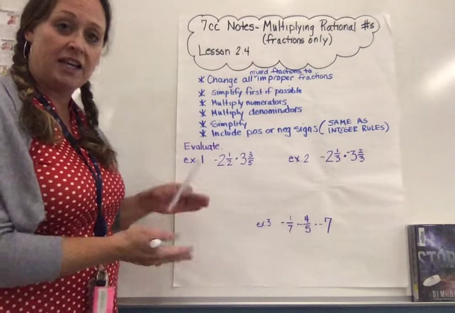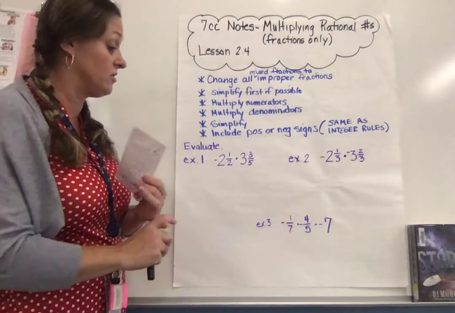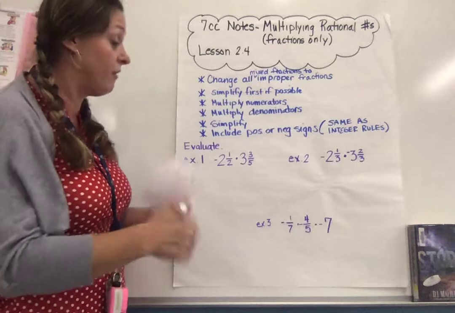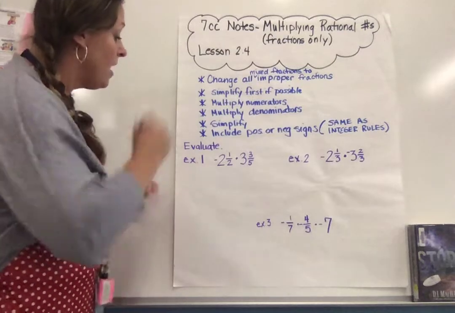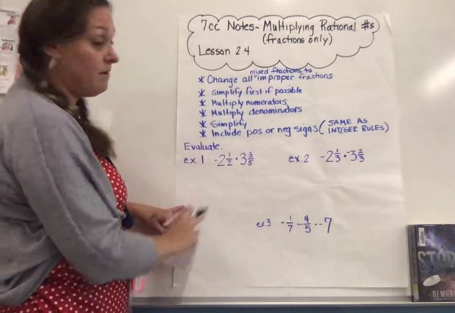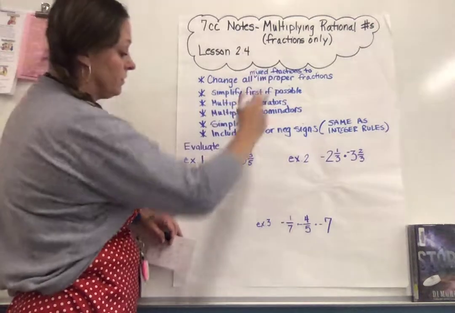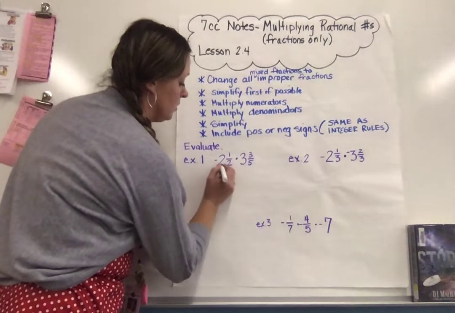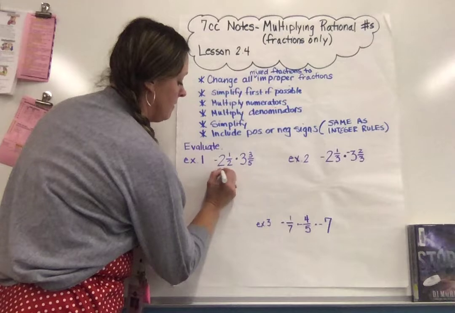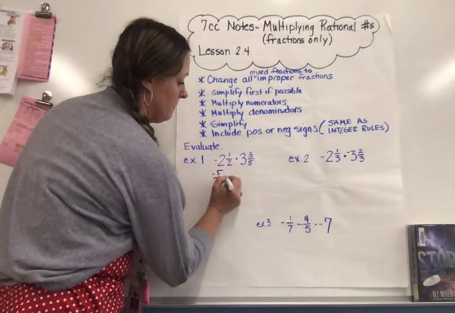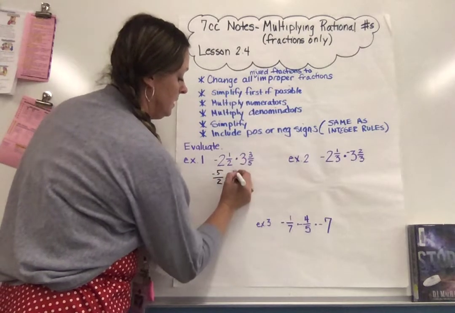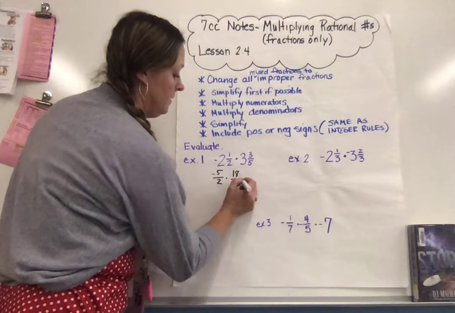The directions might say evaluate, they also could say simplify, or find the product. So I'm going to evaluate in example 1. I am going to change all mixed numbers to improper fractions. So 2 and 4 fifths becomes negative 5 halves times 18 fifths.